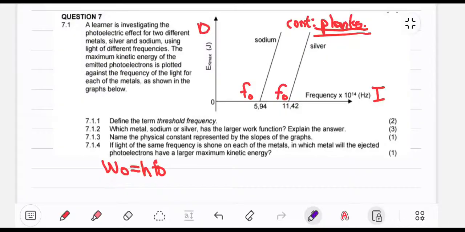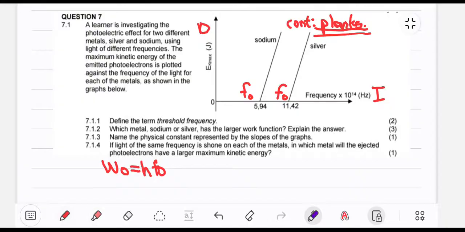First way is that you can substitute the frequency there. You can substitute the frequency of each and calculate the work function, compare the two, and see which one is bigger. Or you can say between the threshold frequencies, I'm aware that this one is greater than this one.